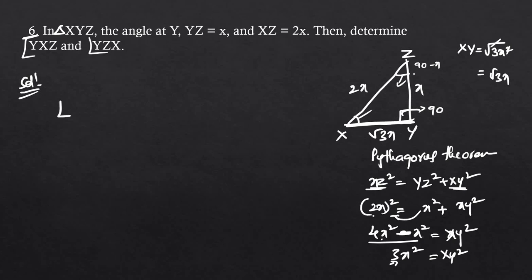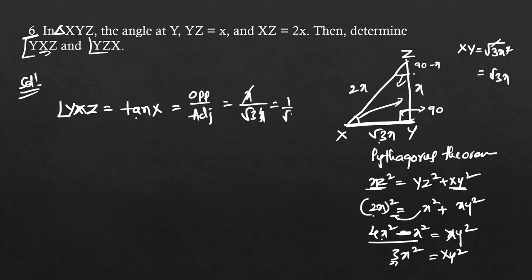What we have to find here is the angle YXZ. I will take tan x, or sin x, anyone we can take. Here I will take YXZ as tan x. Determine the angle YXZ, the middle term is taken as the angle. So tan x is equal to opposite by adjacent. Opposite is x divided by adjacent, root 3 x. So x will get cancelled, and 1 by root 3 will remain.